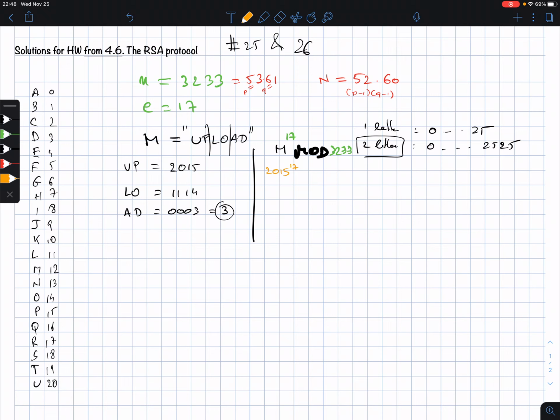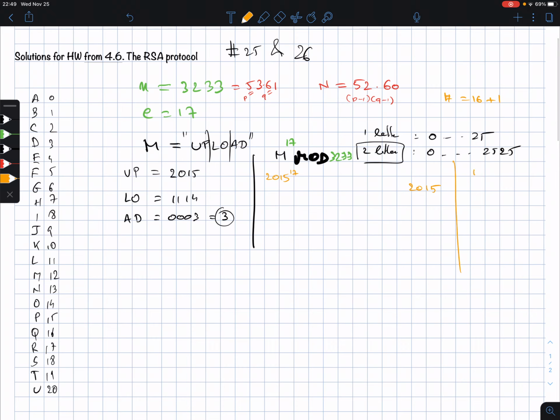Let's do it. 17 is actually not such a bad power to work with, because 17 is 16 plus 1. I'm going to do one by hand and the other ones with a calculator. The homework problem says that you can use some tool here, but just to see it once, what are the steps? We would take 2015 modulo 3233.